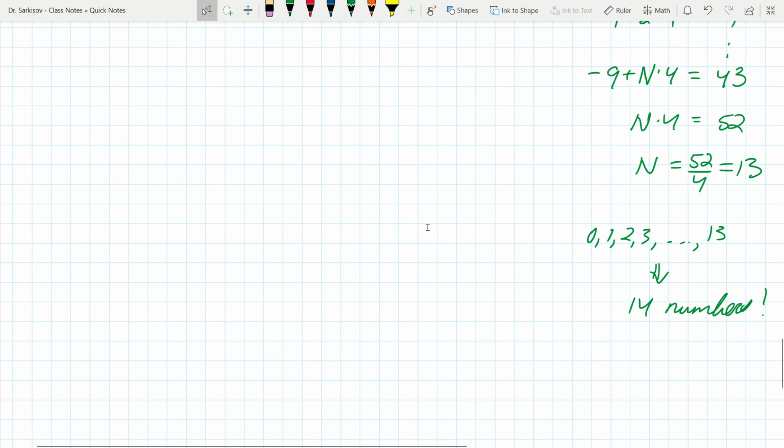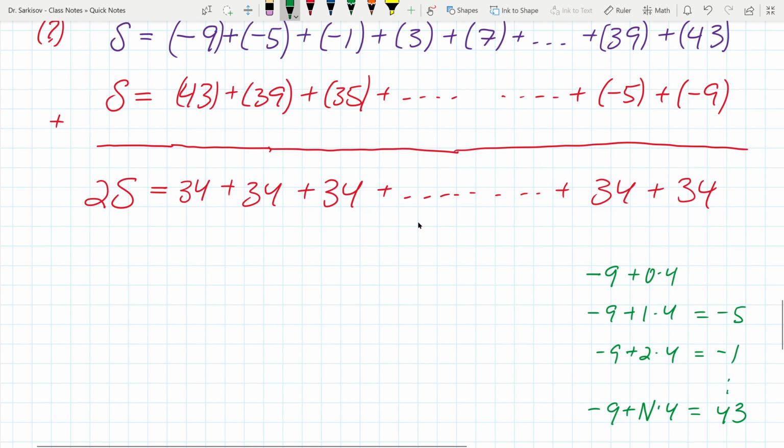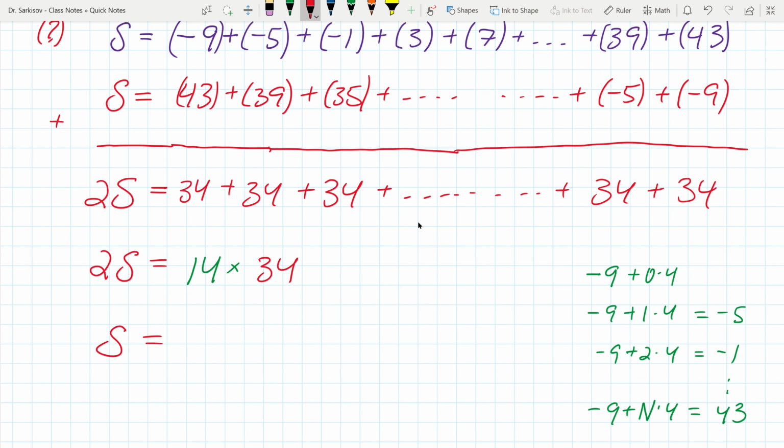So that means what? I use 14. So I'm going to do 14 times, and then of course let's go back to that. So 2s is equal to 14 times 34, okay? And so s is equal to, let's divide everything by 2, we get 7 times 34, and I'm seeing that to be 238, right? 210 plus say 28, okay? So wow, that's an interesting sum. We found that in a different way, right?